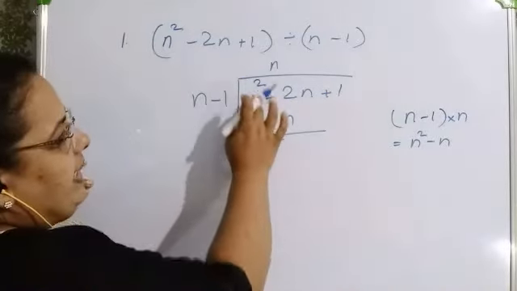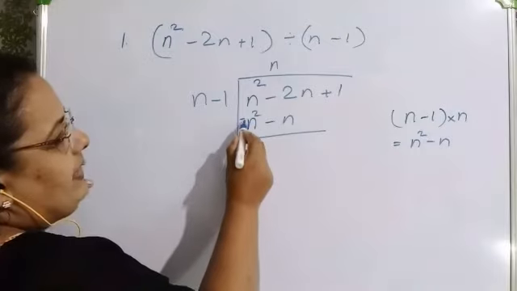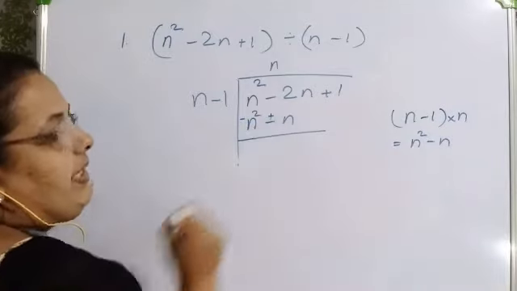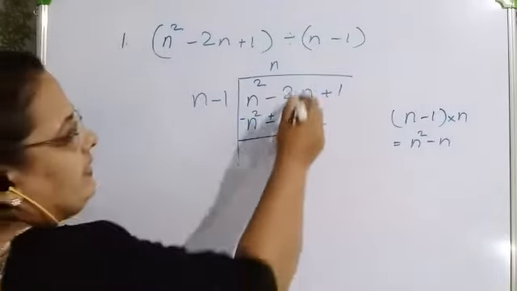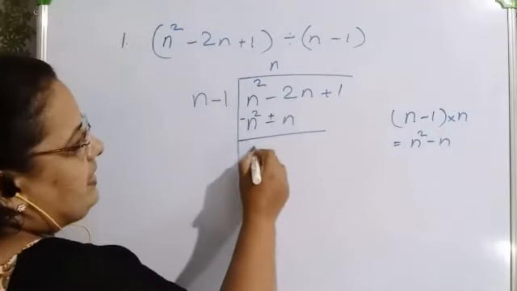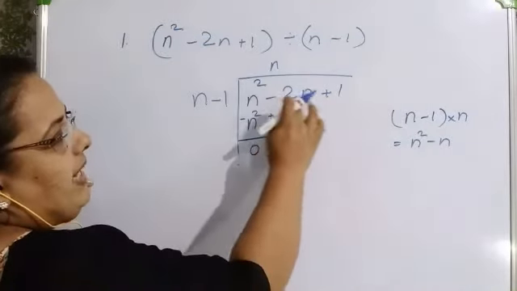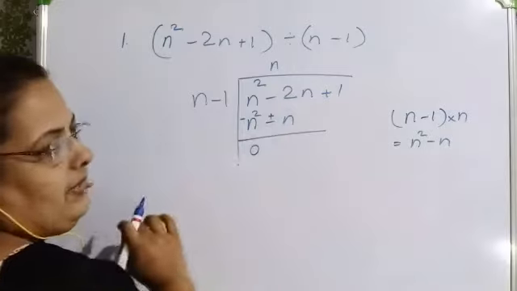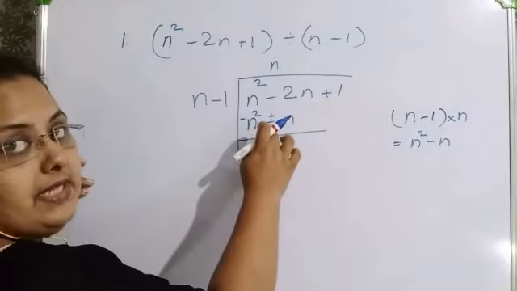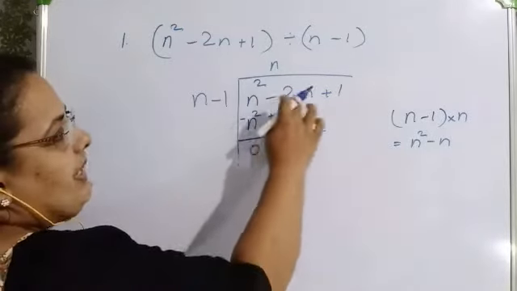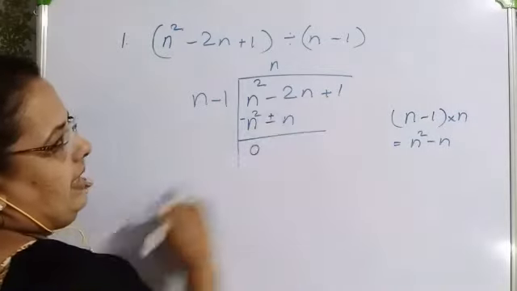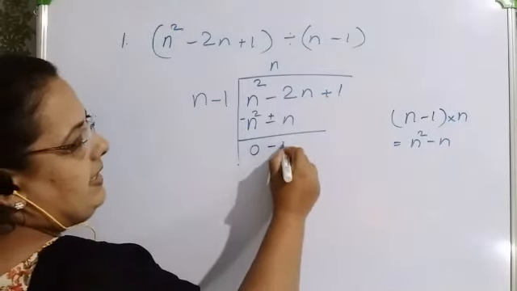So here, just the subtraction rule, means here this will be minus, so this will be plus, right? So subtracting means this n square minus n square, it is 0. And minus 2n plus n. When subtraction is coming, this minus sign will become plus. So minus 2n plus n, that is minus n.